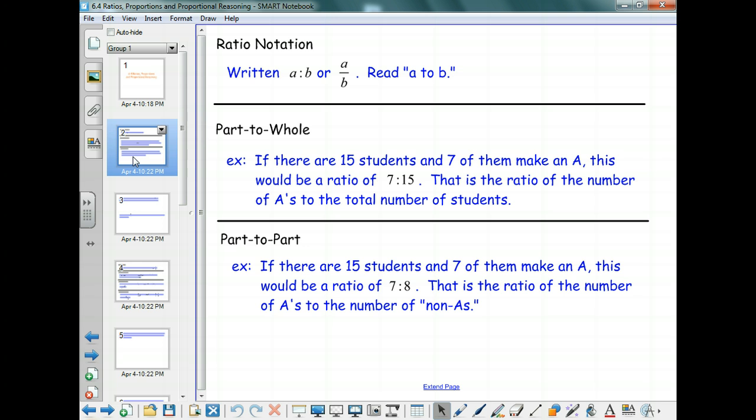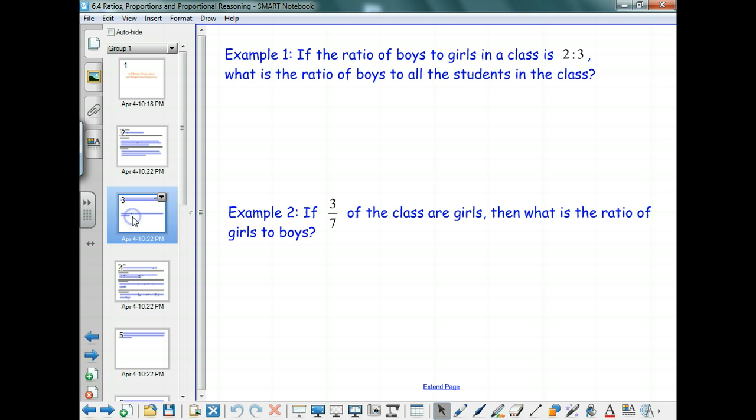So I can consider, for instance, how many students made A's compared to how many students didn't make A's instead of the whole class. And that's considered a part-to-part ratio, and you get something that looks like a 7 and then a colon 8. Okay? Instead of 7 over 15. Just two different ways of understanding ratio depending on what we're talking about.